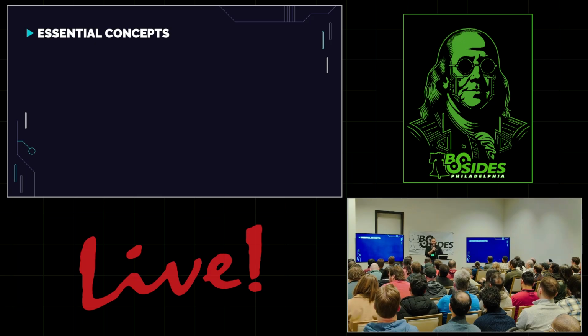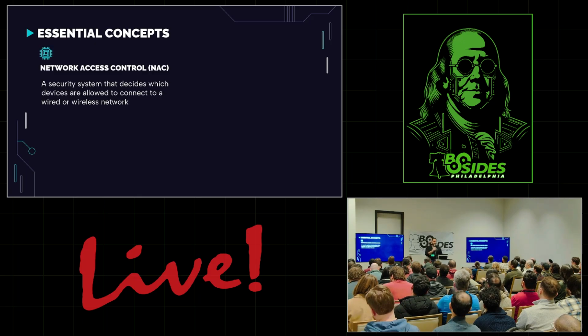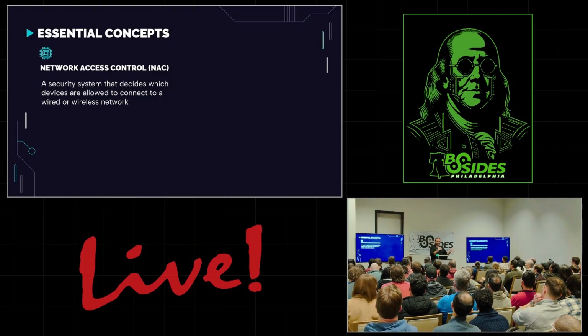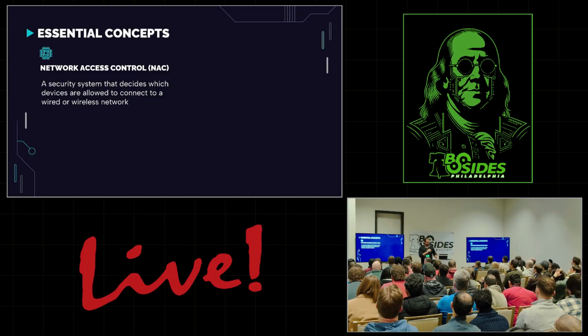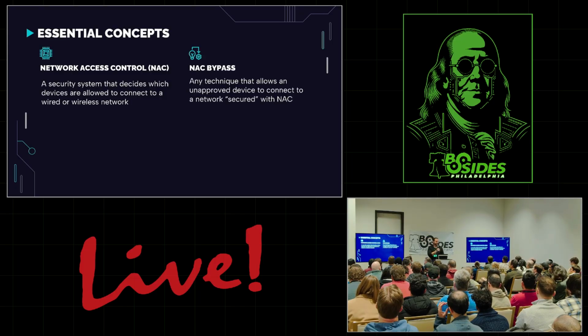All right, so with that, I'm going to define some of these concepts for you. So first is network access control. This is just a security system that decides what devices are allowed to authenticate to a network. For this, we're going to be strictly talking about plugging in on the wire to get network access. A NAC bypass is any technique that allows an unapproved device to connect to a network secured with network access control. So just anything that can bypass that.